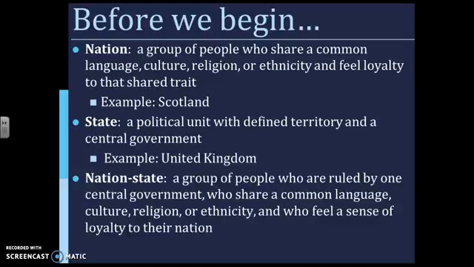And finally, we have the idea of a nation-state. That's where you literally combine both a nation and a state. It's a group of people who are ruled by one central government, who share a common language, culture, religion, ethnicity, and heritage, and who also feel that sense of loyalty to their nation. So we're going to see the rise of modern nation-states, particularly in England, France, and Spain, for example.